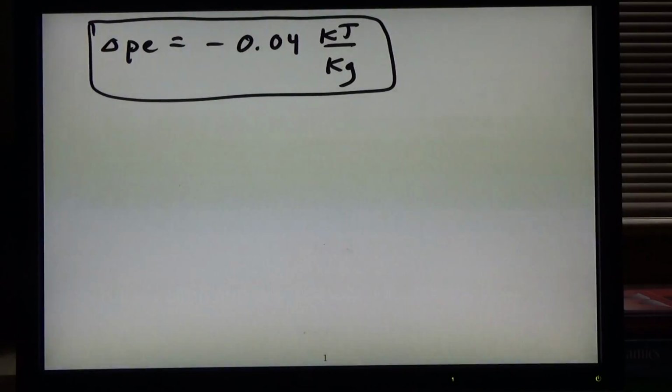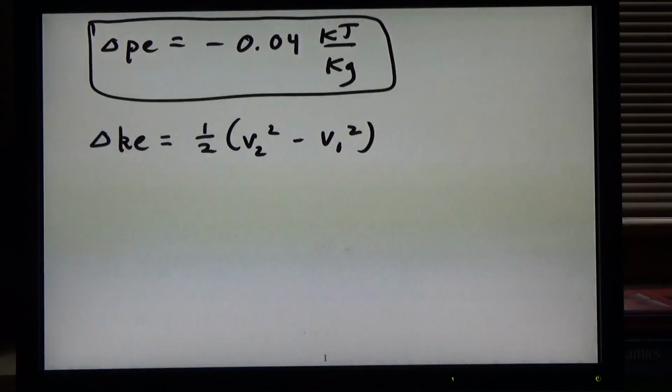Next we can look at the change in kinetic energy. Change in kinetic energy looks like 1/2 times V2 squared minus V1 squared. So we are given both velocity at the inlet and the exit. We can just plug those values in. We have 1/2 times velocity at the exit, number 2, which was 180 meters per second, and we're going to square that. Then minus velocity at the inlet, which was 50 meters per second.